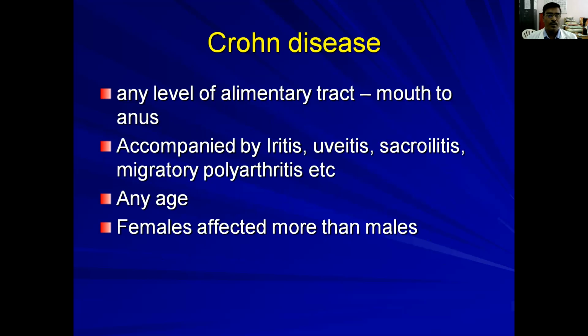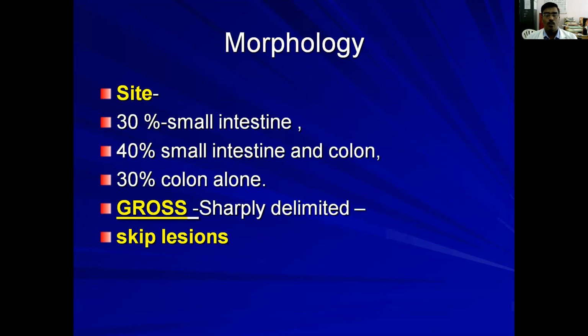Next, we move on to Crohn's disease specifically. Crohn's disease occurs at any level of the alimentary tract from mouth to anus. It is accompanied by iritis, uveitis, sacroiliitis, and migratory polyarthritis. It can occur at any age, and females are affected more than males. Morphologically, 30% occurs in the small intestine, 40% in small intestine and colon, and 30% in colon alone. Grossly, it is sharply delimited and usually shows skip lesions.